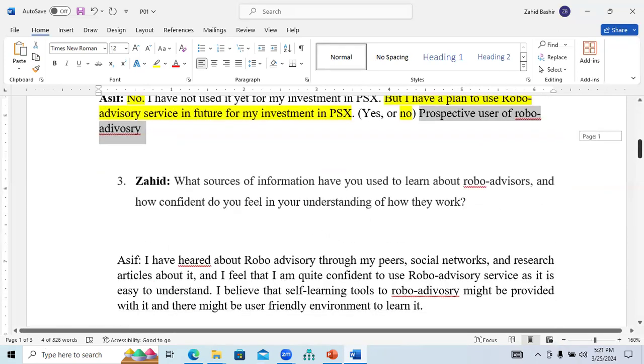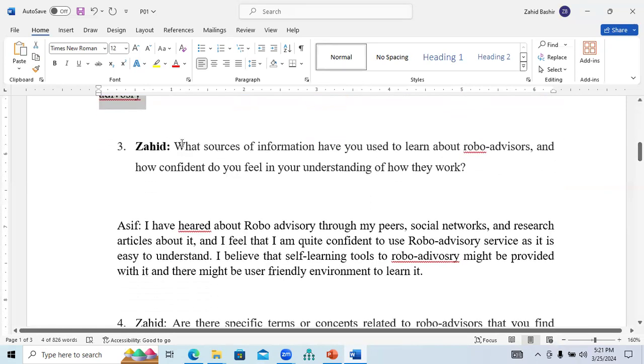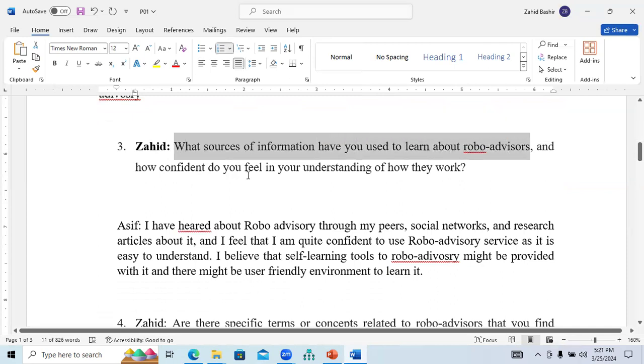In the same way, if you see, I was asking the third question. What sources of information have you used to learn about robo-advisors? And how confident do you feel in your understanding of how they work?